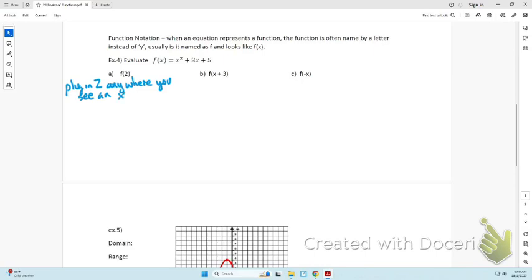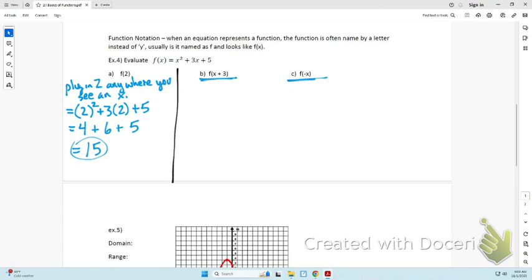You guys are probably familiar with this problem, but these two coming up over here are a little bit tricky. So first, this is a nice start. I'm going to plug in 2 where I see an x, so use parentheses: 2 squared plus 3 times 2 plus 5. And we get 4 plus 6 plus 5, and we end up getting 15. Nice basic start.